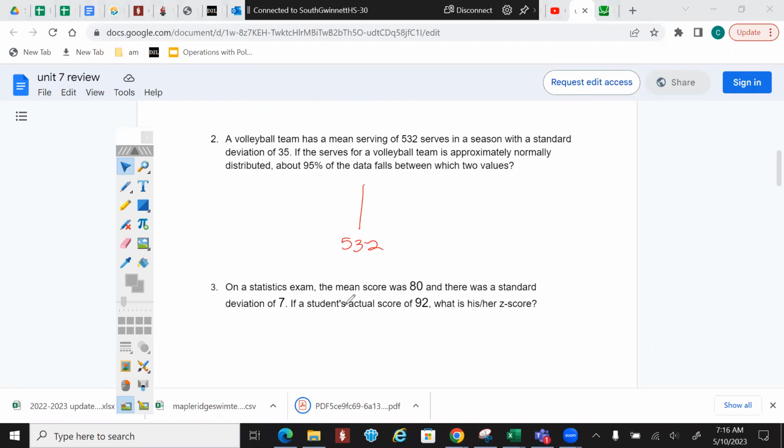And then you're going to draw 4 lines to the right and then 4 lines to the left. Okay, so 1, 2, 3, 4. And on the other side, 1, 2, 3, 4. So on the right-hand side, we're going to add the standard deviation. The standard deviation is 35. So that's going to give me 567.